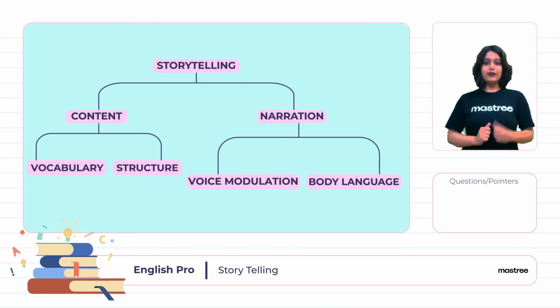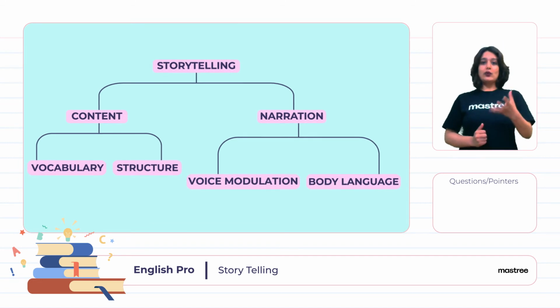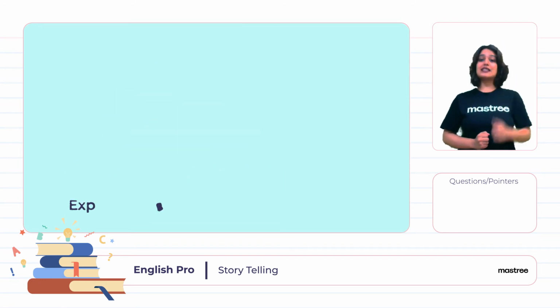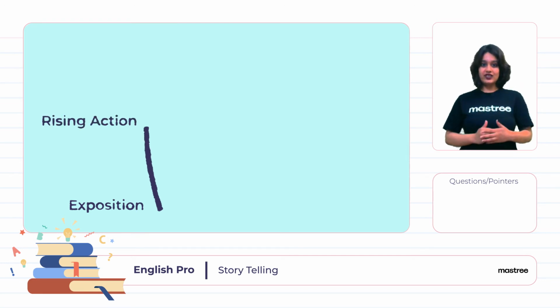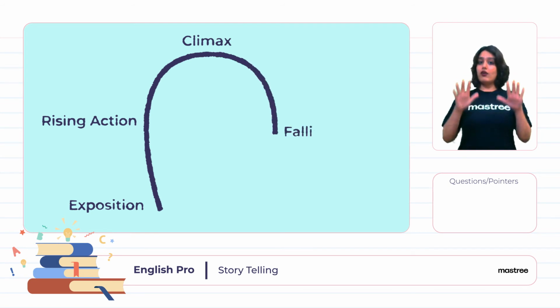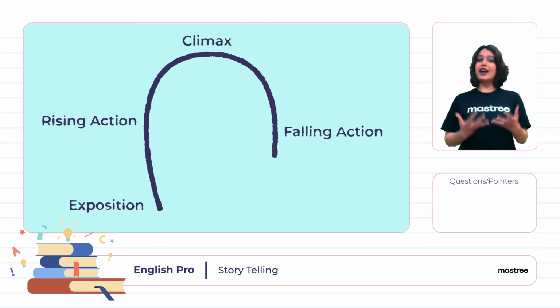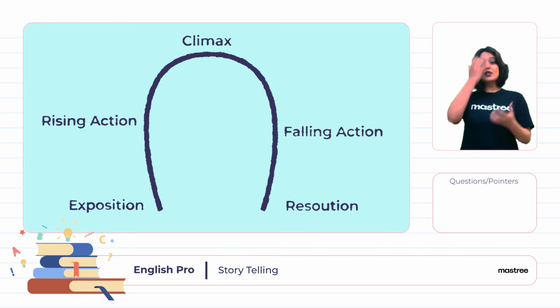Every good story follows the format of a story block. So the very first thing that we have is the exposition, followed by the rising action. Then we have the climax, followed by falling action. And finally, we have what we call resolution. So what is exposition? Exposition is the beginning of the story.